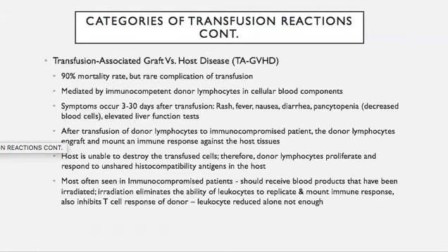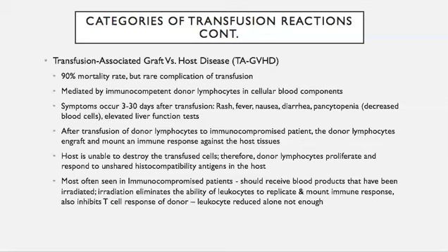Okay, next is transfusion-associated graft versus host disease. This one has a 90% mortality rate, but it's a very rare complication of transfusion. This one is mediated by immunocompetent donor lymphocytes in cellular blood components. So symptoms are going to occur anywhere from 3 to 30 days after the transfusion, and the patient would present with rash, fever, nausea, diarrhea, pancytopenia, elevated liver function tests.